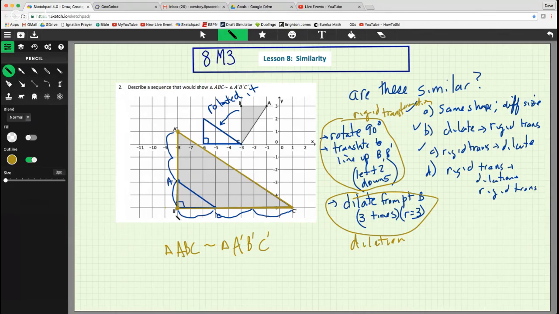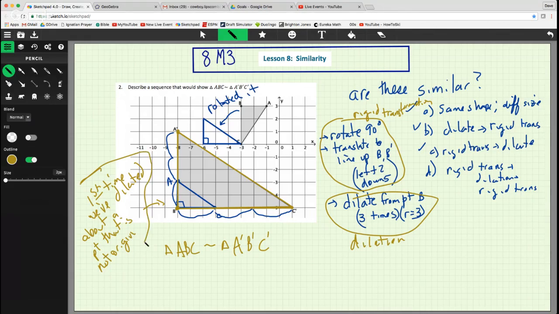Okay, hopefully you hung with me through that explanation. We're going to do a lot more of these in the upcoming lessons. Now we're going to keep moving on. Hopefully this made sense to you. Notice this is the first time we've dilated about a point that is not the origin.